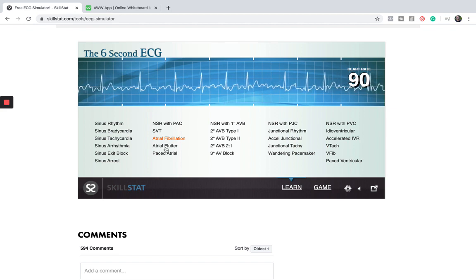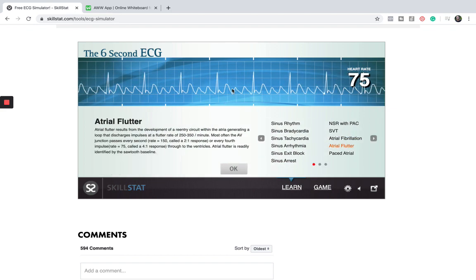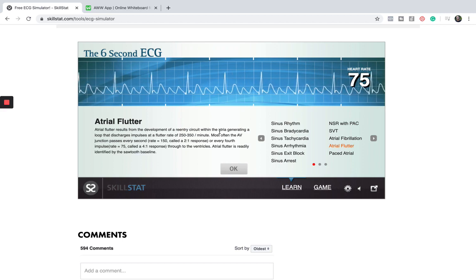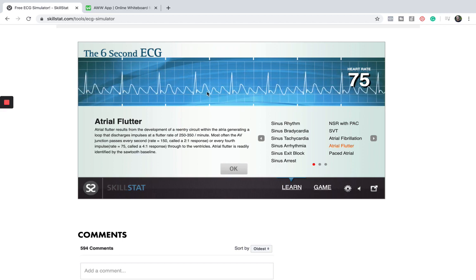Now, the next thing we got here is a flutter. A flutter, you want to think it looks like a shark tooth. This is a very common question to get in your test, guys. If you look here, I'm going to go through. See how that shark looks like a shark tooth?